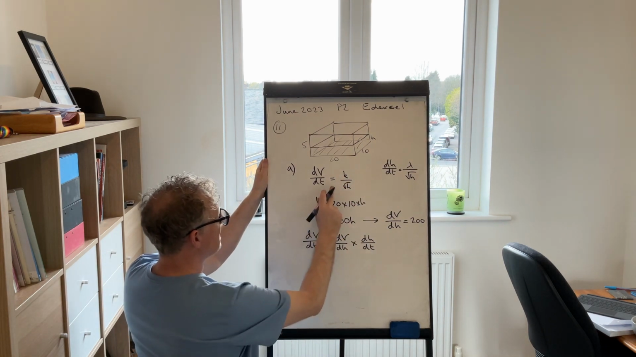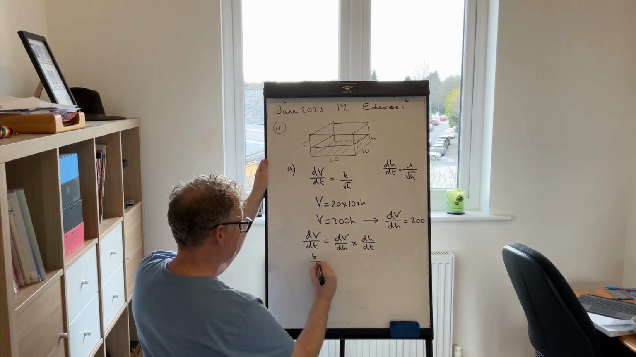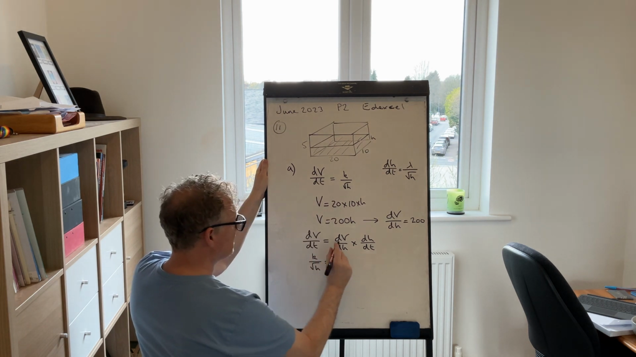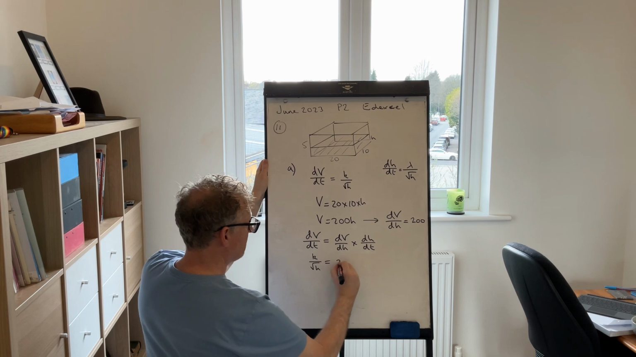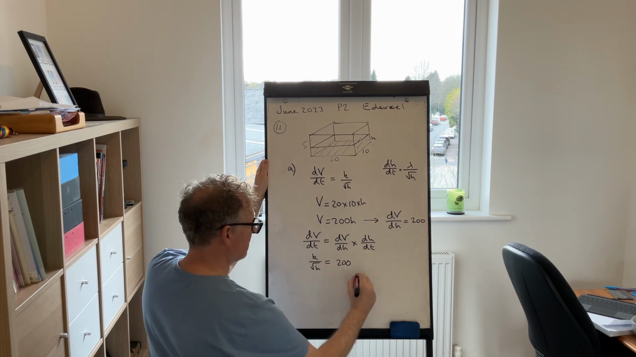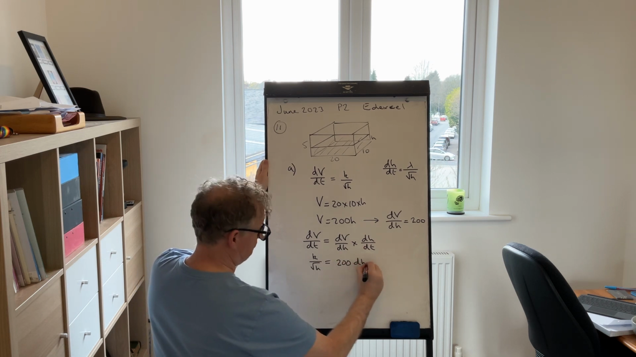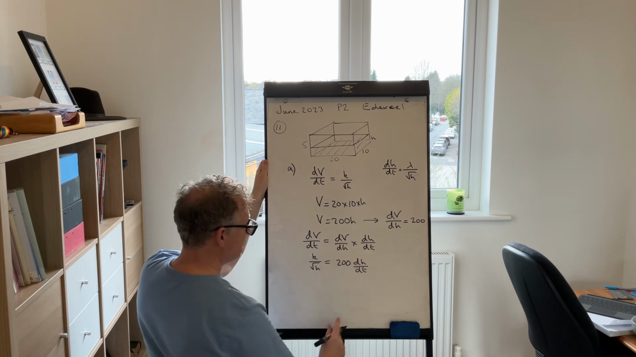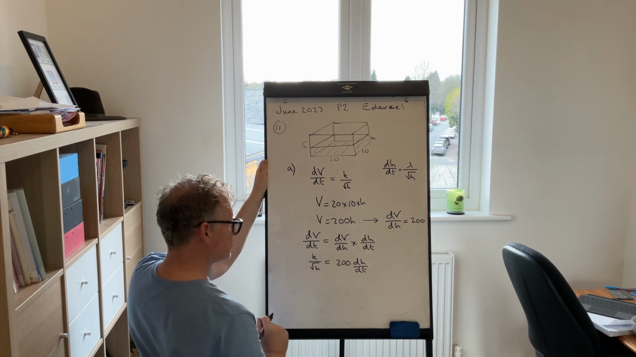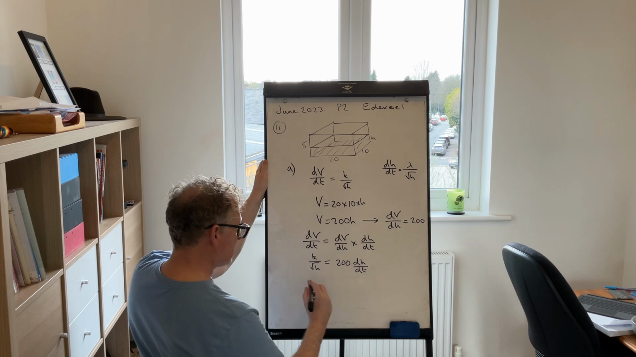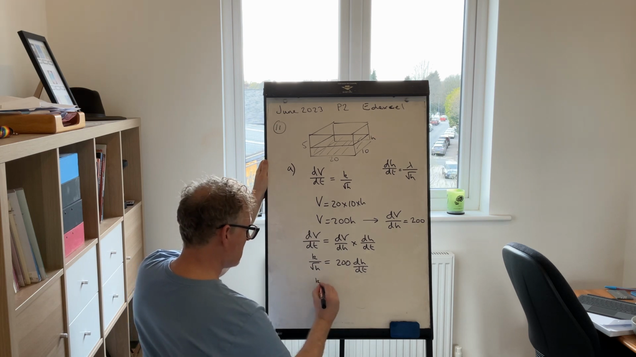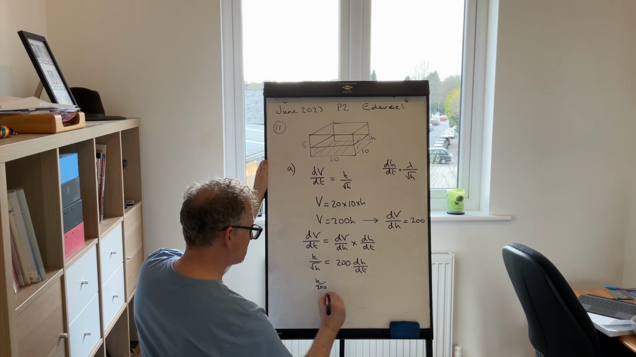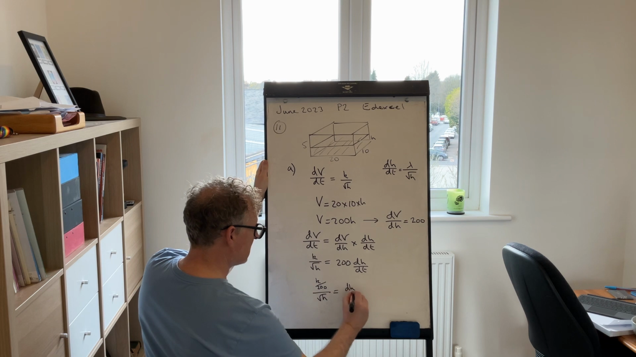Now we've got all the components, we can just stick it in. So dV by dt, k over root h. dV by dH, 200. dH by dt, that's what we're trying to find. So now all we need to do is divide by 200, don't we? So we're going to have k, I'll write it like this to make it more obvious, k divided by 200 over root h equals dH by dt.